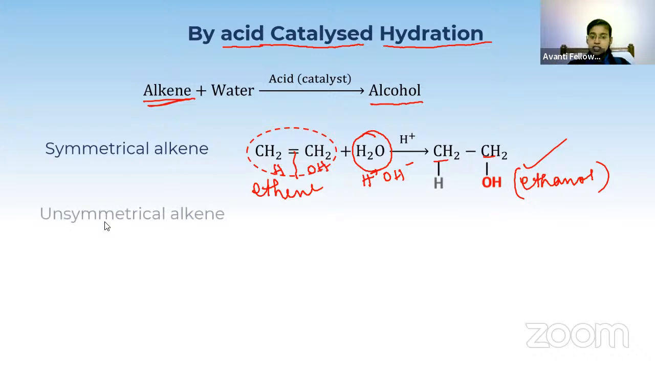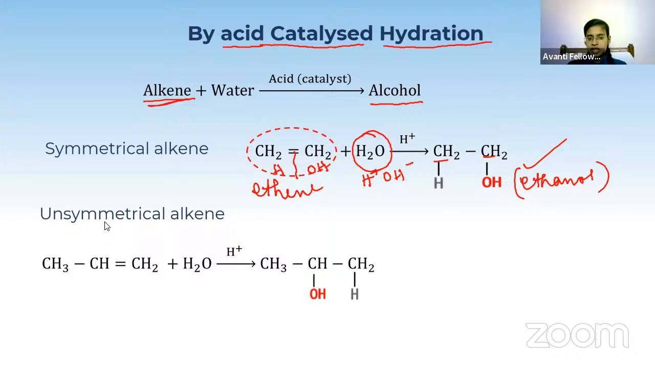Now, if I use an unsymmetrical alkene, let me take propene as an example. So here I have taken propene. Now what I have to do? You tell me. Why is OH added to the second carbon and H to the first carbon? Can we add OH to the first carbon? Is it right or wrong? Or is there any rule followed here for this addition?